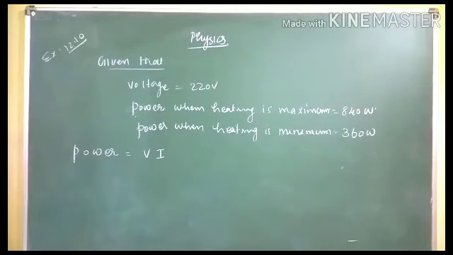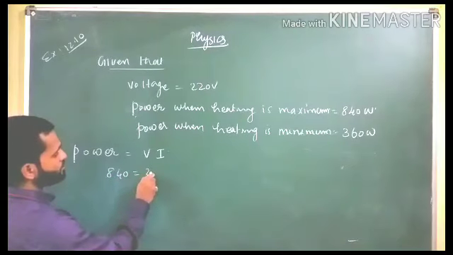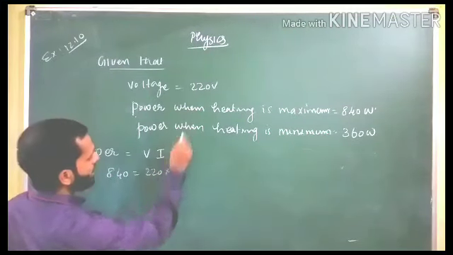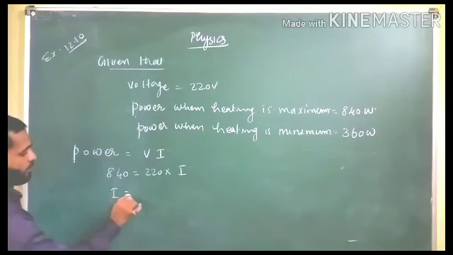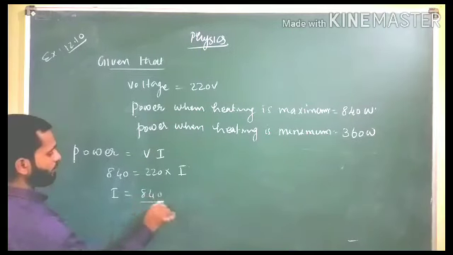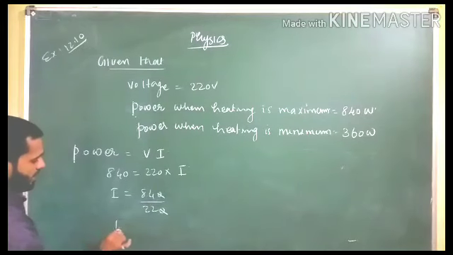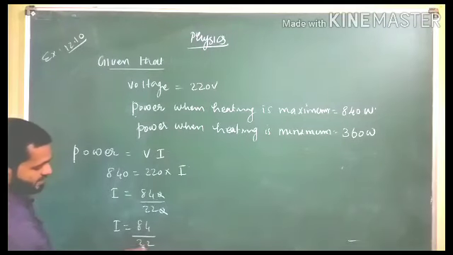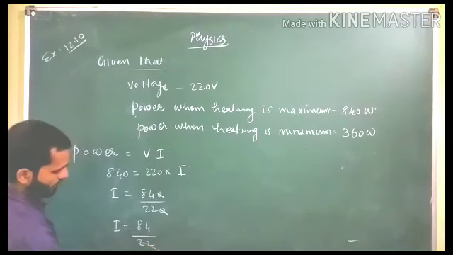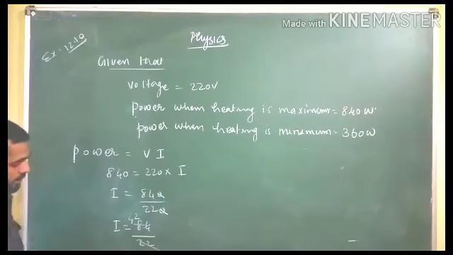So here power given, in the case of when the heating is maximum, 840 watts will be equal to 220 volt into current, we don't know, that is I. So you can calculate the I. I will be equal to 840 upon 220. 0 cancel, and the remaining is I will be equal to 84 divided by 22. Cancel by using the 2. So 11 into 2, 22. Here 4 into 2, 8, and 2 into 2, 4.